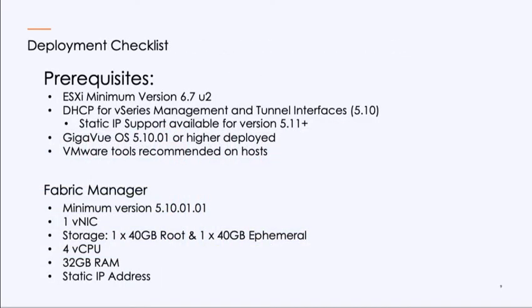From a deployment checklist, we need to make sure we meet the prerequisites. ESXi minimum version 6.7 U2. Under 5.10, we need DHCP for the management and tunnel interfaces in the virtual nodes. If we go into version 5.11 or higher, then you have the ability to deploy static IPs on those management and tunnel interfaces. You are required to be running GigaVUE OS 5.10.01 or higher on your appliances that you're going to be communicating and managing from.